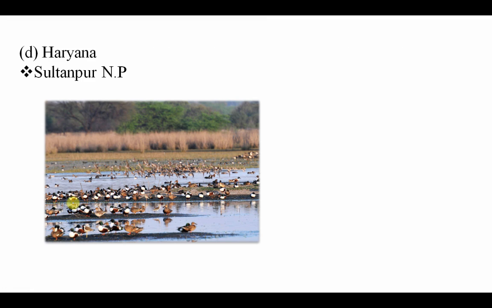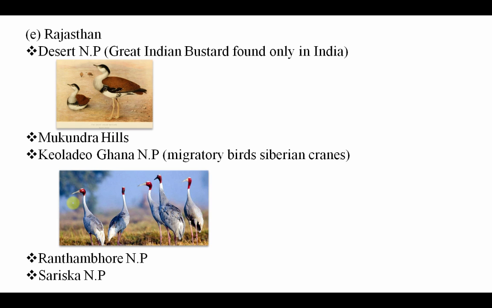Now Haryana. From Haryana, there is one single national park which is important. It is Sultanpur National Park. It is in Haryana. Now Rajasthan. In Rajasthan, there is the Desert National Park. From the word desert, you can understand that it belongs to Rajasthan. The Great Indian Bustard is found only in India, in this region, in the Desert National Park.